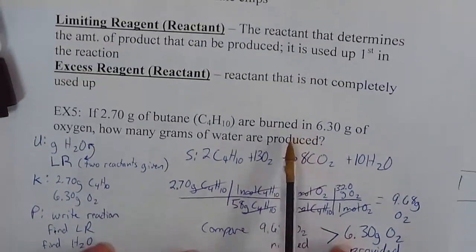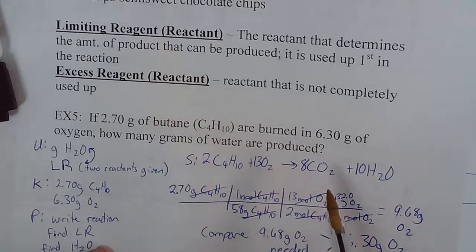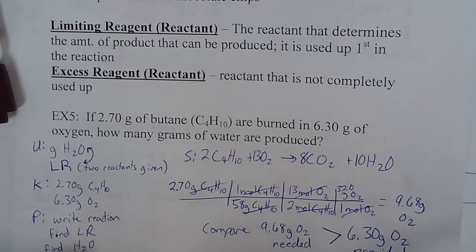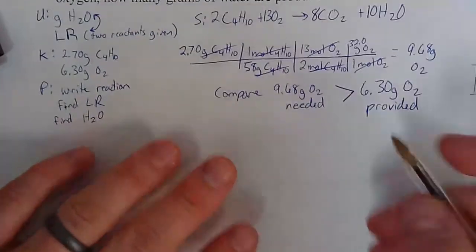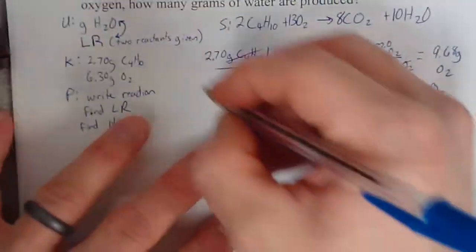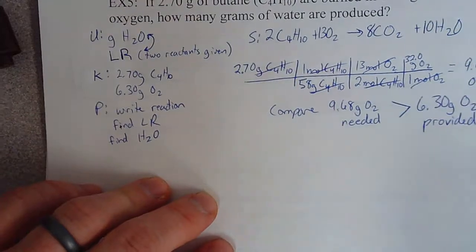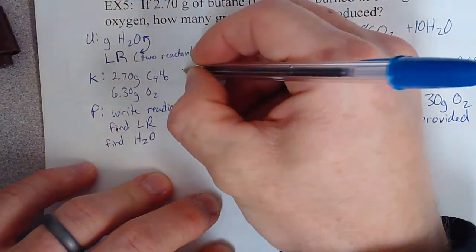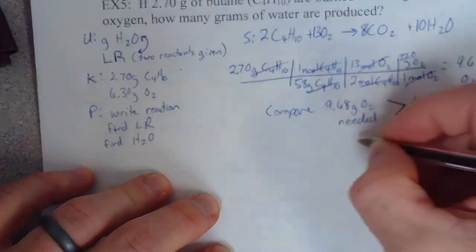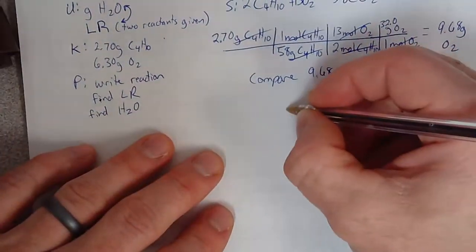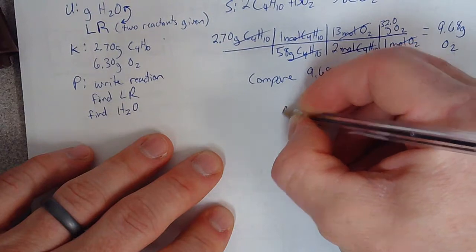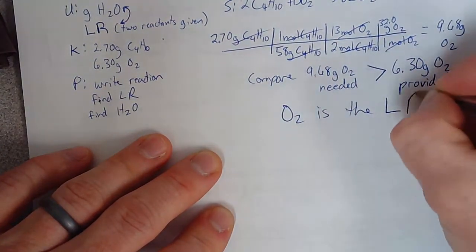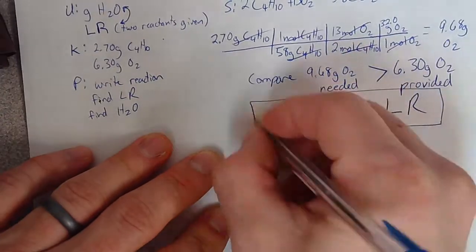So what does that mean? What is oxygen? Limiting or excess? Limiting. And what is the butane, since it's not going to run out? It's the excess. Okay. So what you can do now is label it somewhere. I'll just write it down here. That's fine.